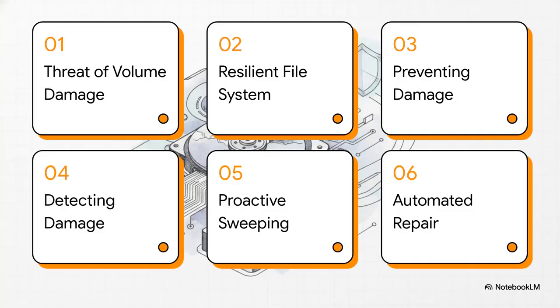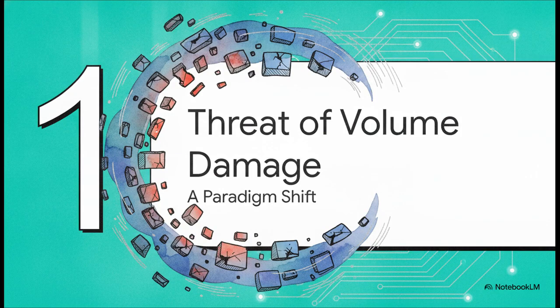So, here's our roadmap for today. We'll start with the threat of volume damage, then enter the resilient file system. From there, we'll cover preventing damage with copy on write, detecting it with inline checksums, proactive sweeping with the scrubber, and finally, automated repair and resolution. All right, kicking things off with Section 1, the threat of volume damage, and why we needed a paradigm shift.